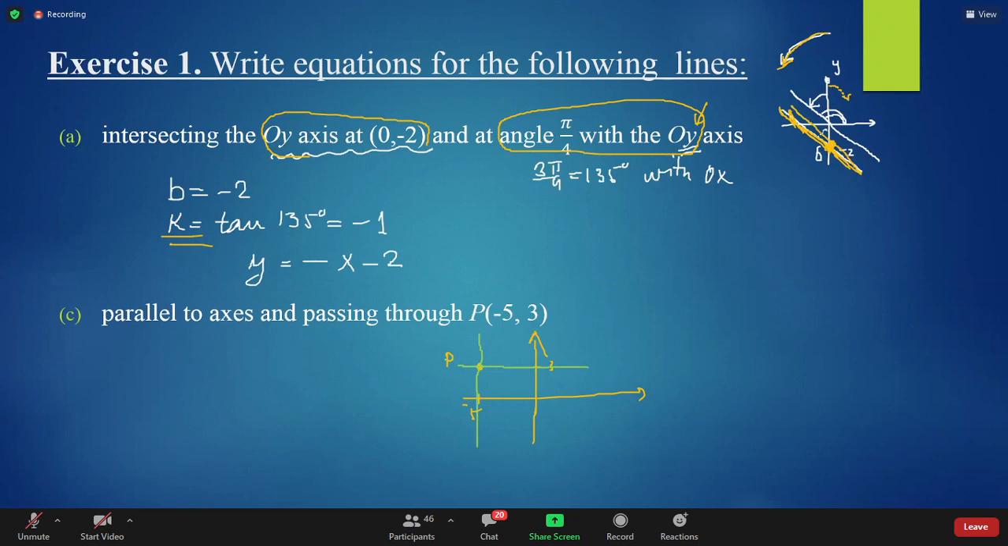So the horizontal line would be actually y equals 3, or you could say as the general equation y minus 3 equals 0. That would be the horizontal line. And the other one, x equals -5 for the vertical line, or you can write x plus 5 equals 0. So as simple an approach as possible.